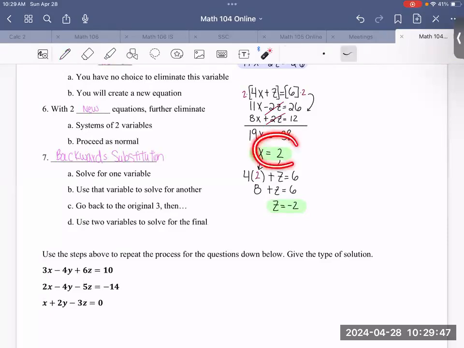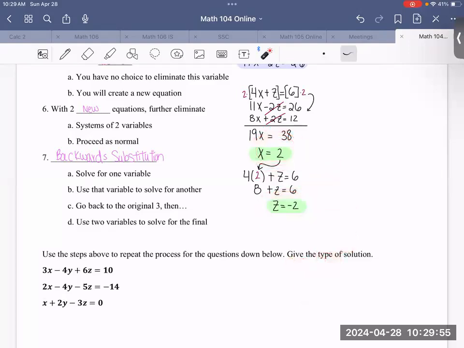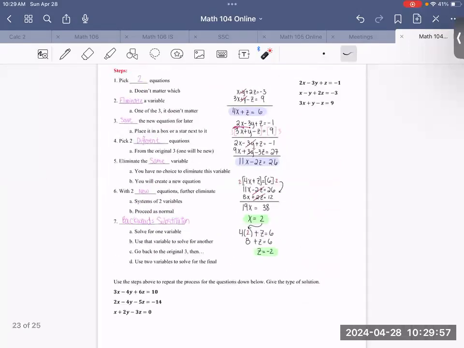I solve for one variable, I plug it back in, I solve and get the next, and now I'm going to have to go get your y. Now, how are we going to get your y? Well, your y variable, we're going to choose from the original 3. Now, you get to pick of those equations which one looks best to you, and then go ahead and solve.